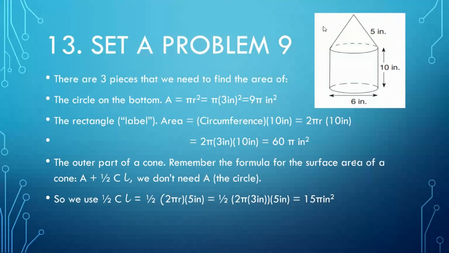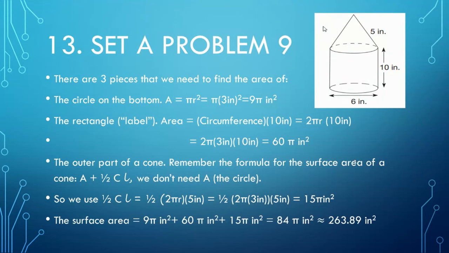C again is the circumference, and the formula is 2 pi r. And we're given the slant height is 5 inches. So we have 1/2 times 2 pi times 3 inches times 5 inches. The 1/2 and the 2 will cancel out, and we end up with 15 pi square inches.